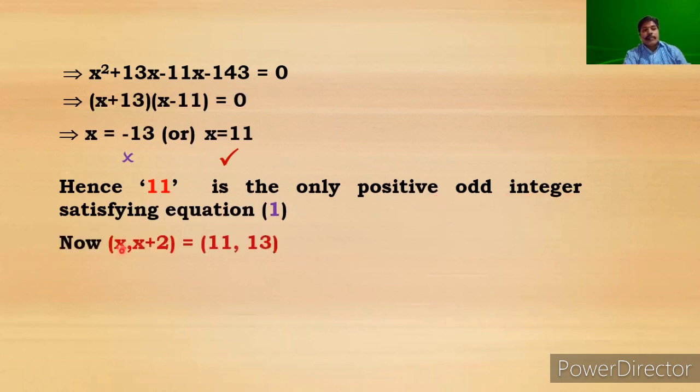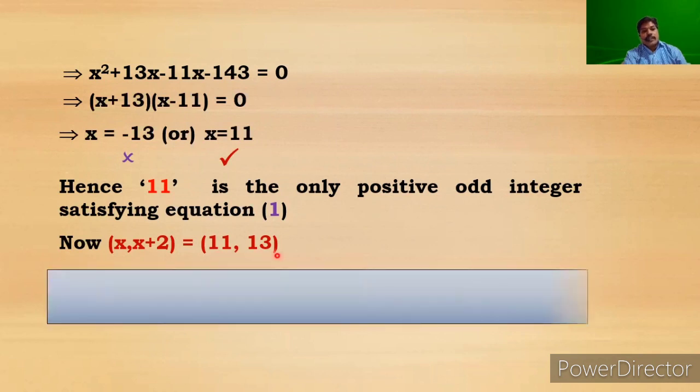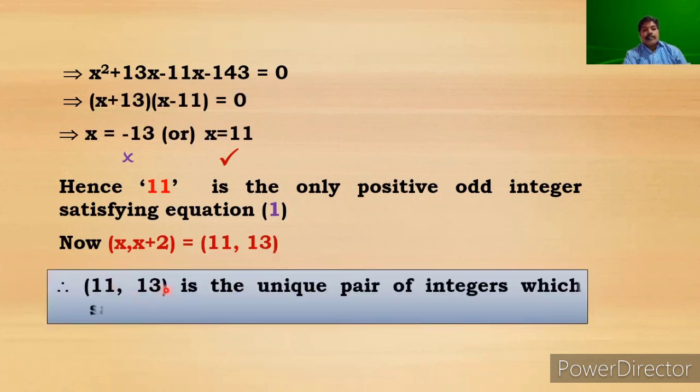So now the pair they are asking. What is the pair? x comma x plus 2. So that is nothing but 11 comma 11 plus 2, which is 13. So 11 comma 13 is the unique pair of integers which satisfies the given condition.